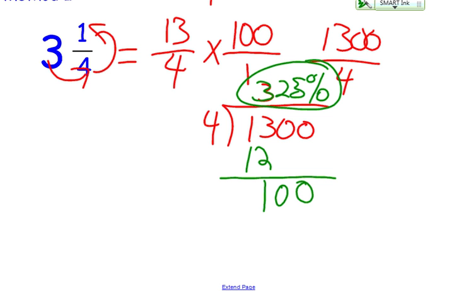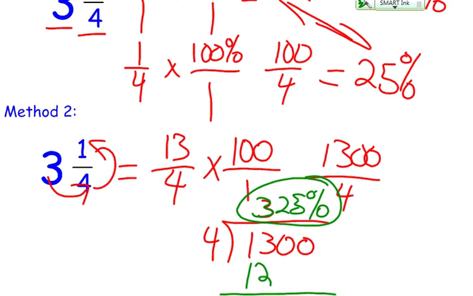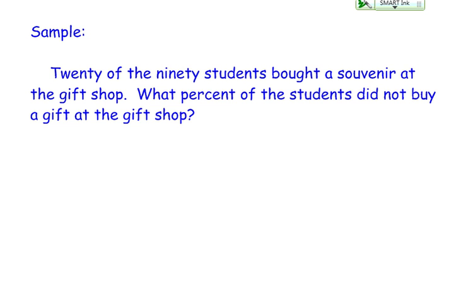Okay, answer of 325%. And so you can see how that is done. 2 different methods. All right, here's a sample problem to get you on your way as you work with changing fractions and decimals to percentages by multiplying by 100%.